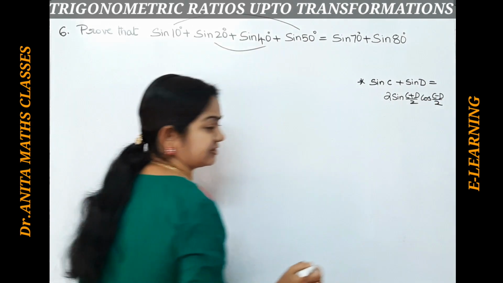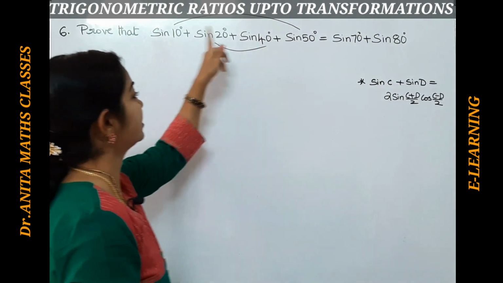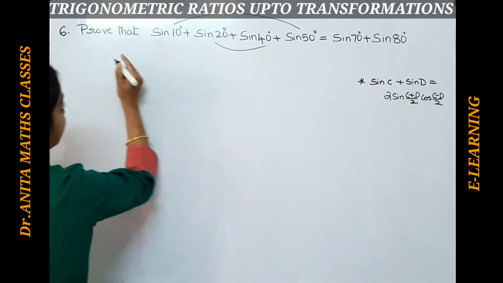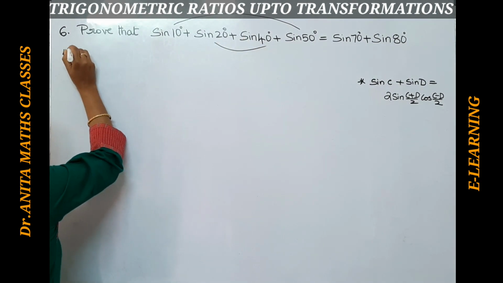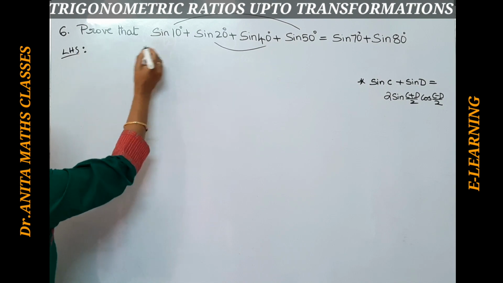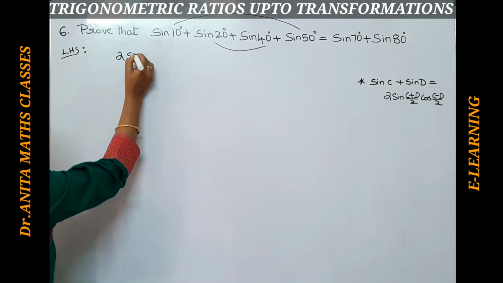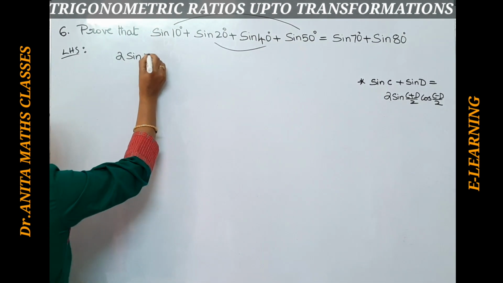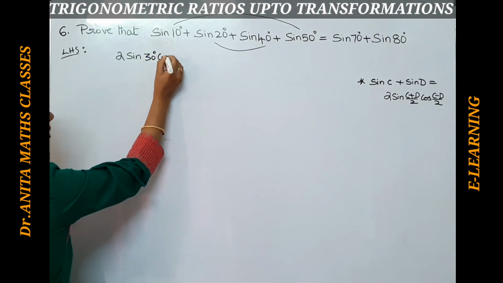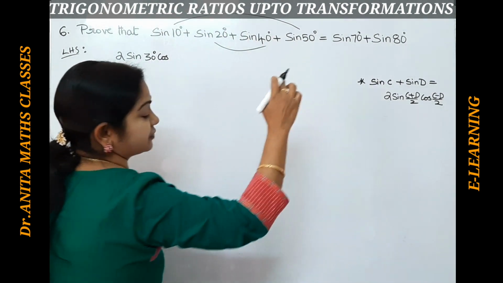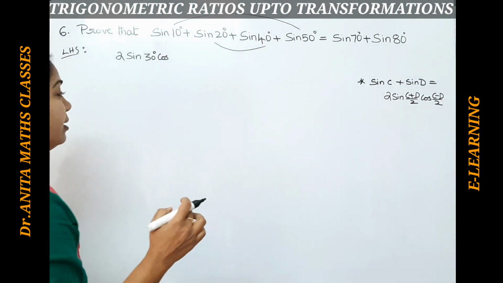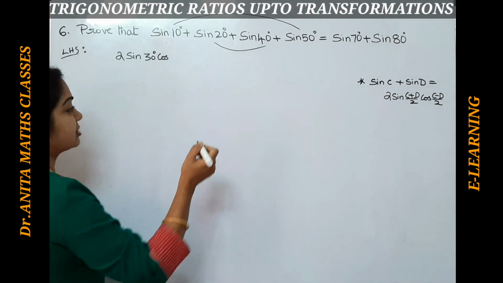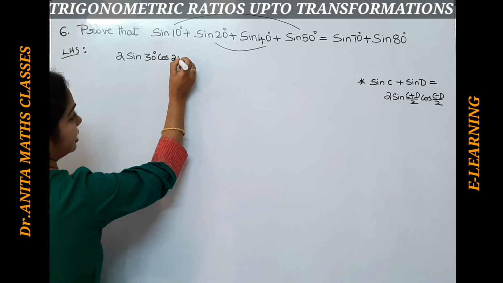Sum to product transformation. So that formula we will use. We will club these two and these two. For this sine C and sine D, we are starting with LHS, right? So we'll get 2 sine (10 plus 50)/2, that is 60 by 2, that is 30 degrees, and cos (10 minus 50)/2, that is minus 40 by 2, which is minus 20. But cos of minus theta is cos theta, so just 20 degrees, right?